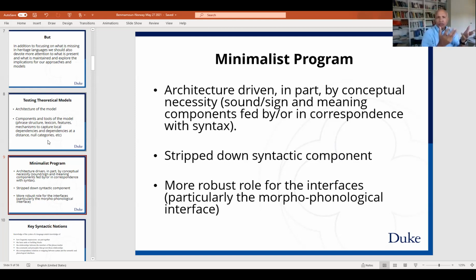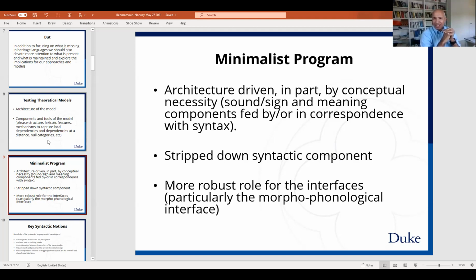So that's what we have. We have LF, or the conceptual component, and we have the PF and the morphophonological component. But we need a system that builds the inputs to those two components. And the question is, what is the nature of that system? The approach within minimalism is that we should have a stripped down system of syntactic components. Now, of course, what stripped down system means is in the eyes of the beholder.